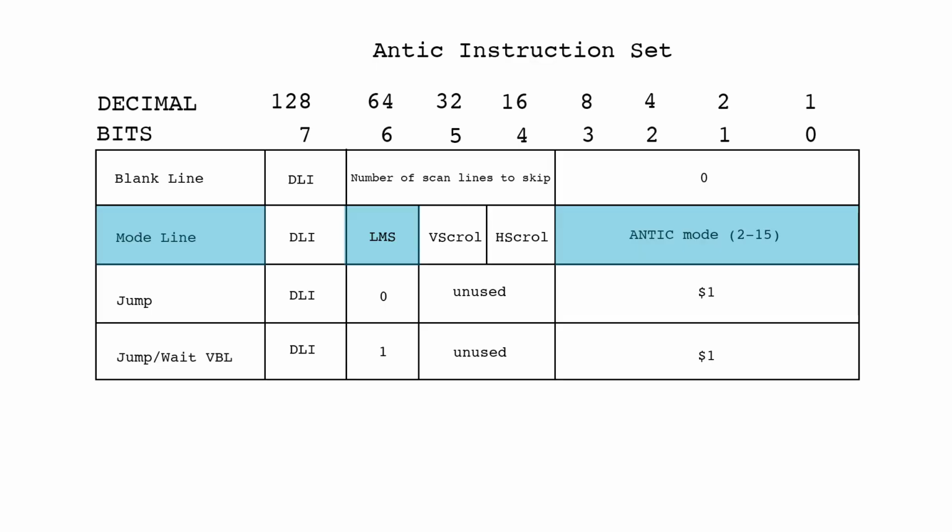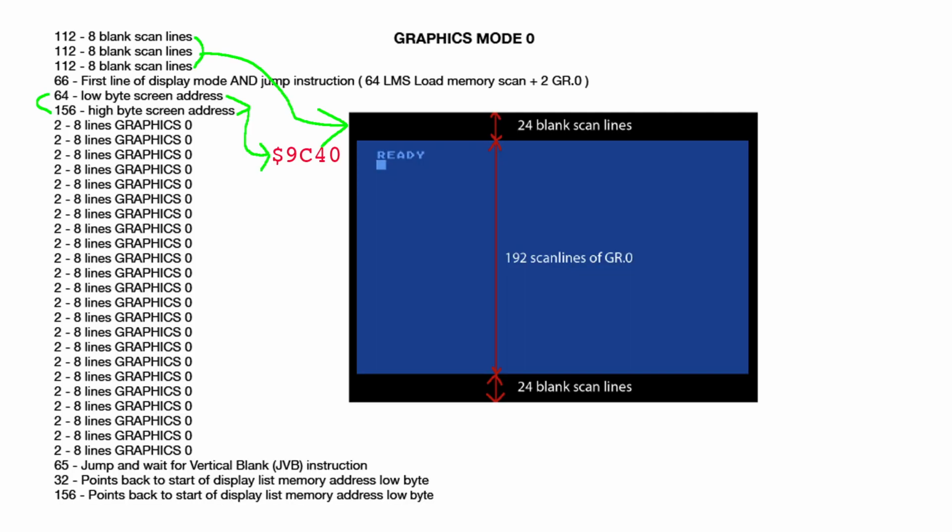Now, one more important bit in the mode line command is called the LMS, Load Memory Scan. This is where you tell Antic where your display list actually starts as far as displaying data on the screen. If you look back at our Graphics Mode 0 display list, you'll notice the 3 112s at the top of the display list are there, but we never actually are able to display any data or move our cursor into that blank area. That's because the display list has not yet specified this LMS command of 64.